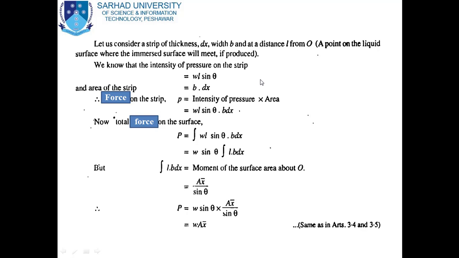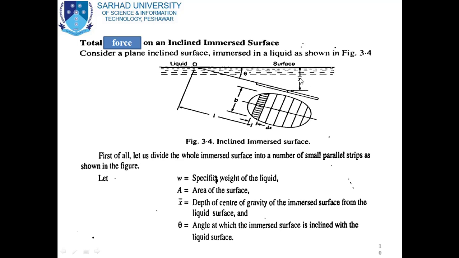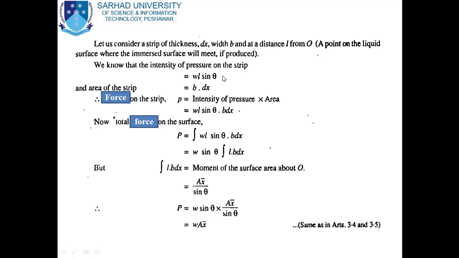Since sine theta is equal to perpendicular divided by hypotenuse, here we have x bar as the perpendicular and L as the hypotenuse. So sine theta is equal to x bar divided by L, and x bar is equal to L multiplied by sine theta. By multiplying the hypotenuse with sine theta, we get the perpendicular height or depth, which is x bar. So the intensity of pressure on the strip is equal to omega L sine theta.